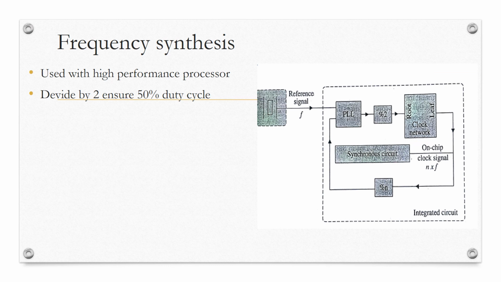Here is another kind of PLL, known as a frequency synthesizer. It is used with high performance processors. The divide by 2 ensures a 50% duty cycle. Here there is a divide by 2 and a divide by n block. Why? Because we are generating an on-chip high frequency signal in terms of gigahertz, which is aligned, or synchronized, with a very stable crystal oscillator which is off chip. That is why we always require a divide by n network.